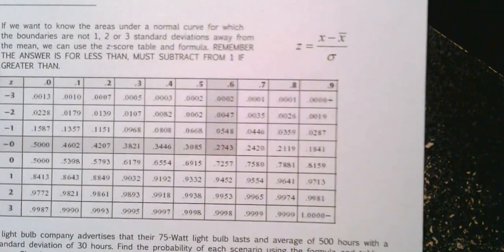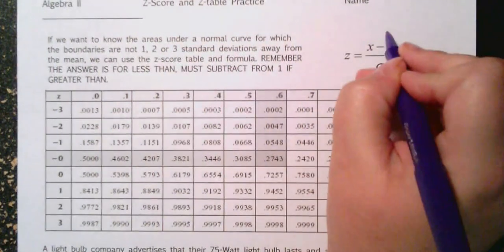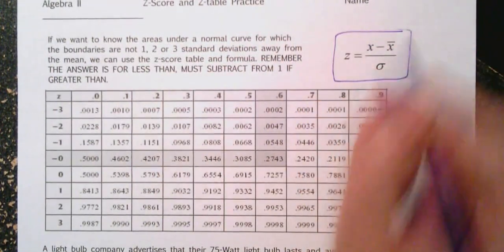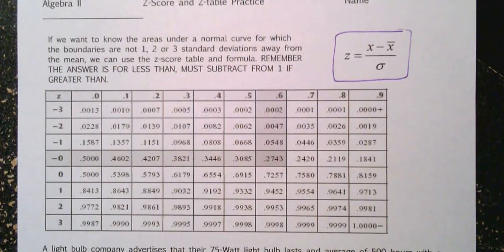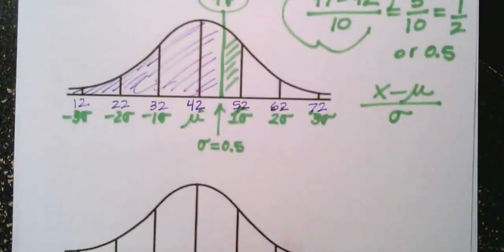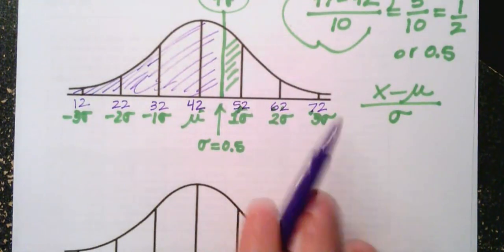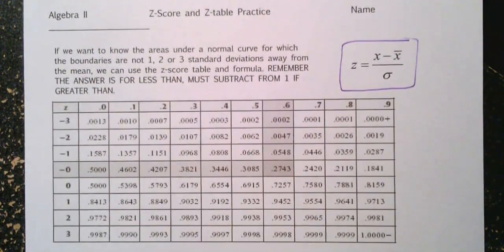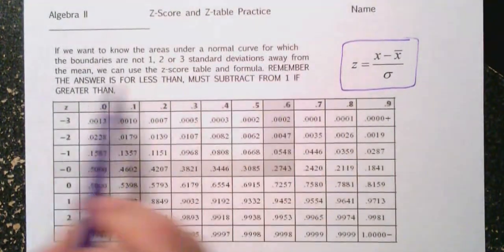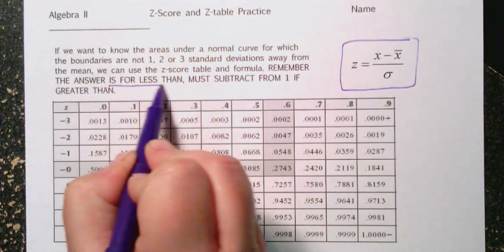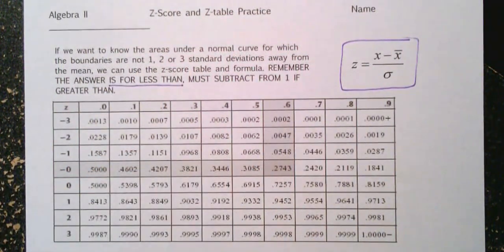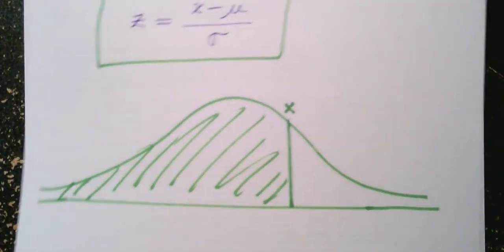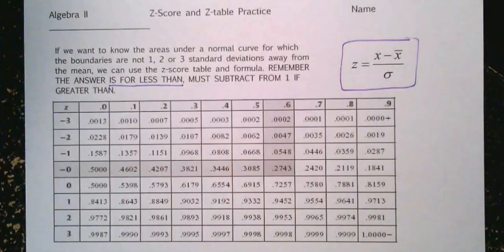This is some example problems. If we want to know the areas under a normal curve for which the boundaries are not 1, 2, or 3 standard deviations away from the mean, we have to use the z-score formula and the z-score table. Now, remember the answer is for less than. In other words, that's what I was just telling you. It's always to the left from there. That's always telling you what percentage of your data is to the left of that value.